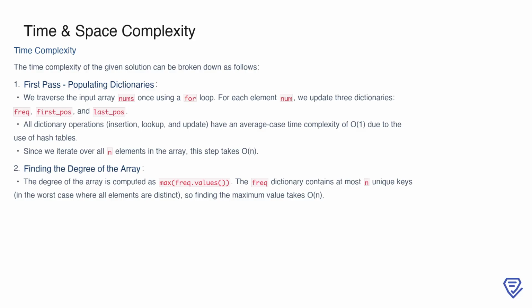O(n). Next, we compute the degree of the array, which involves finding the maximum value in the frequency dictionary. Even in the worst case, where all elements in the array are unique, the dictionary will contain at most n keys. Finding the maximum value in this dictionary takes O(n) time. Together, these two steps contribute O(n) plus O(n) to the total time complexity.